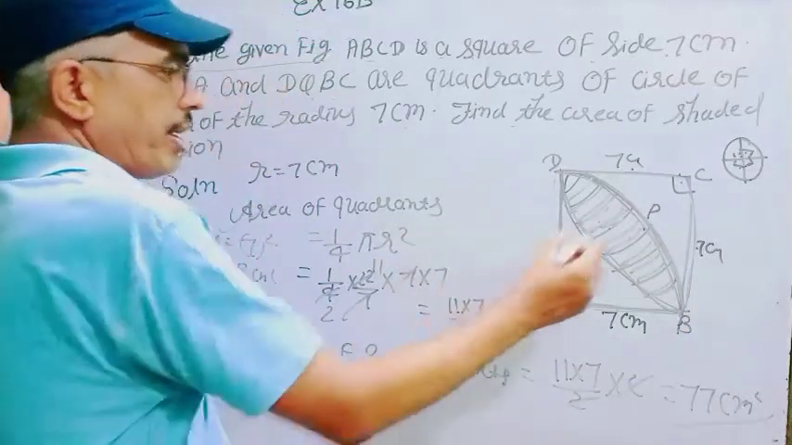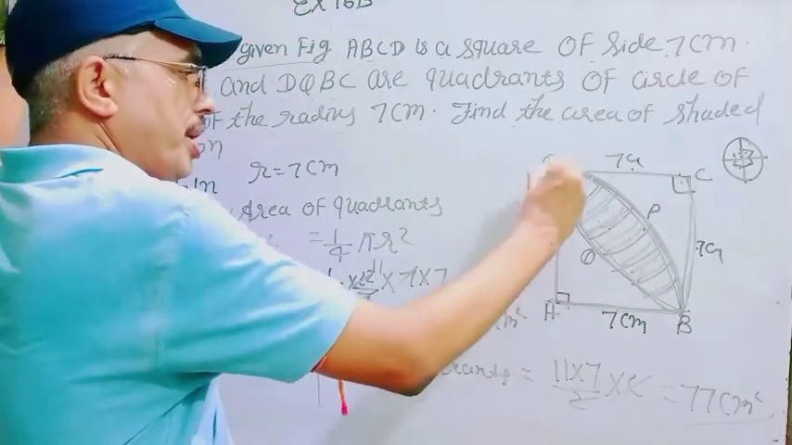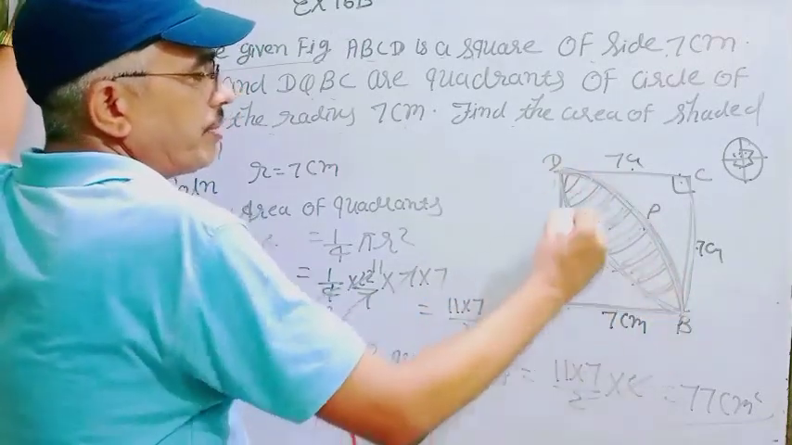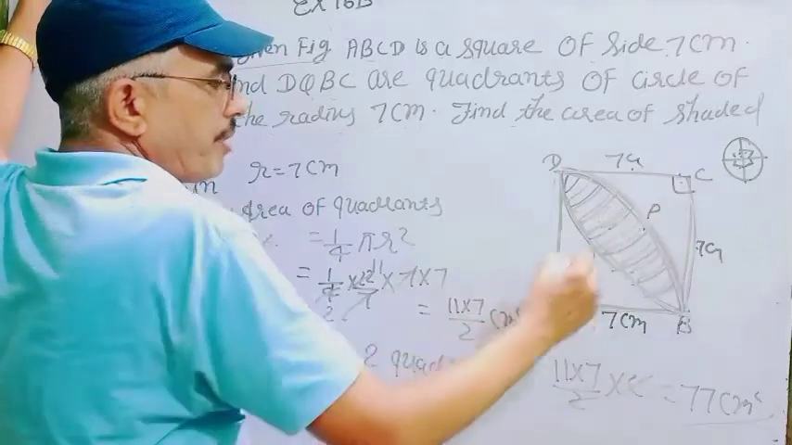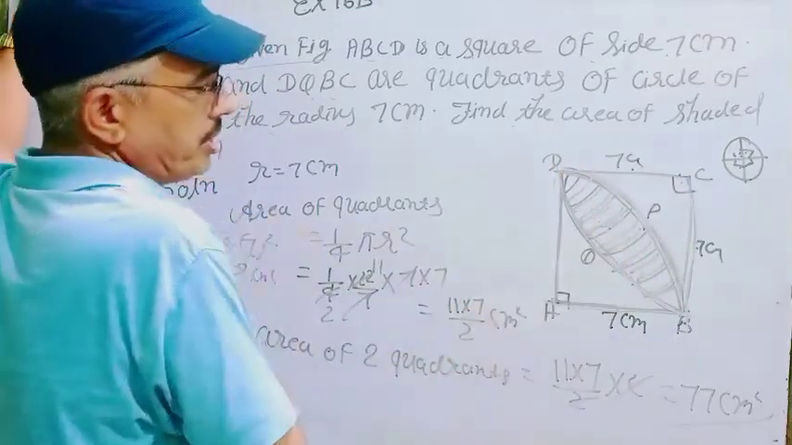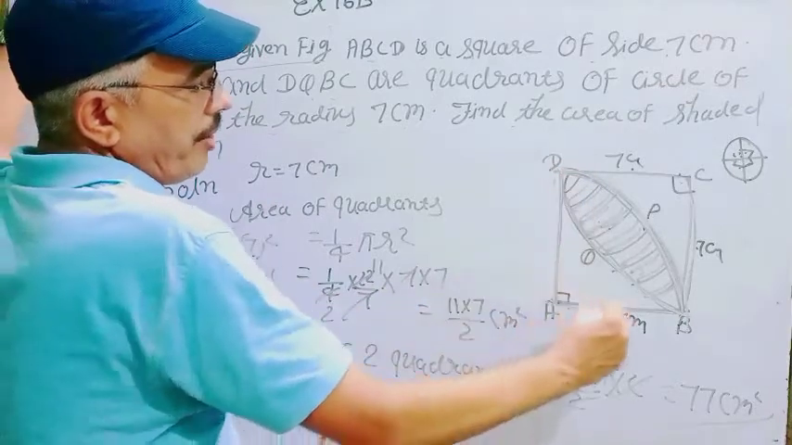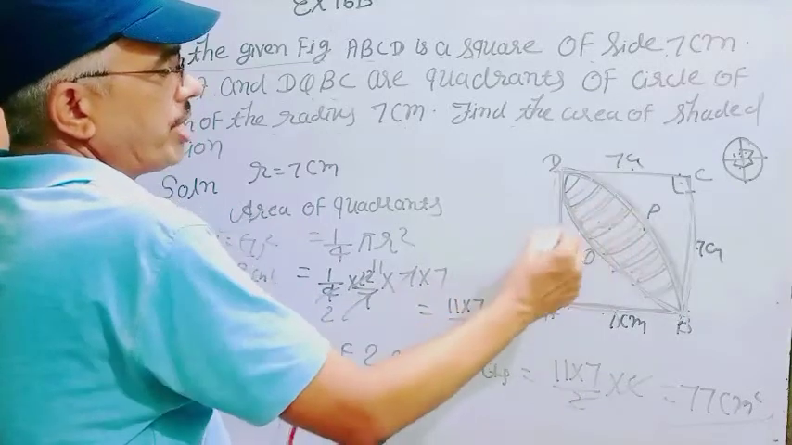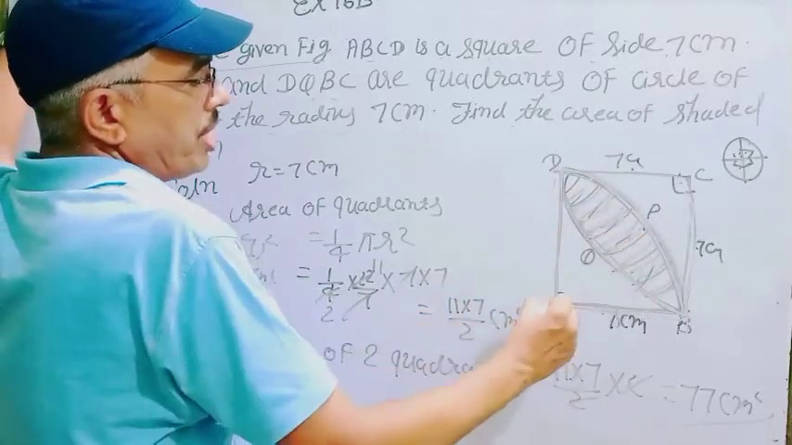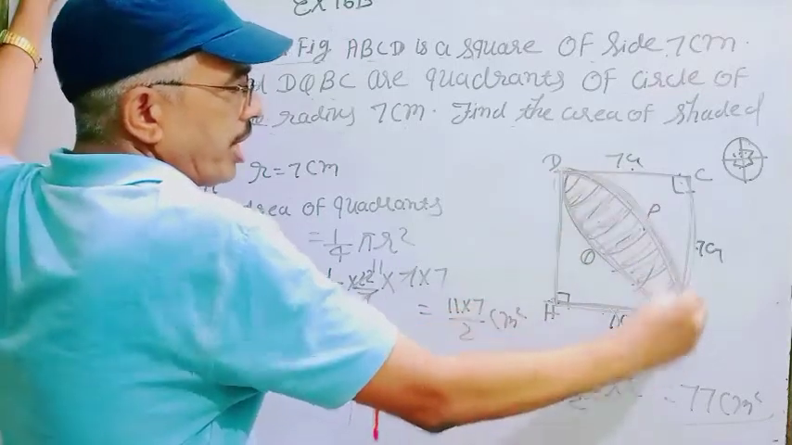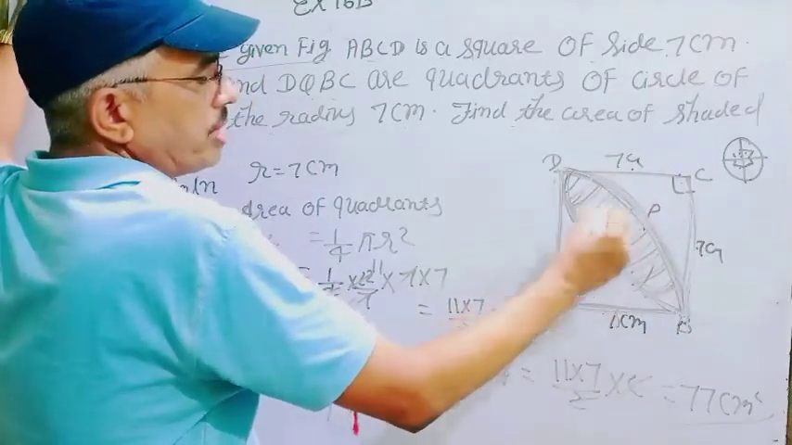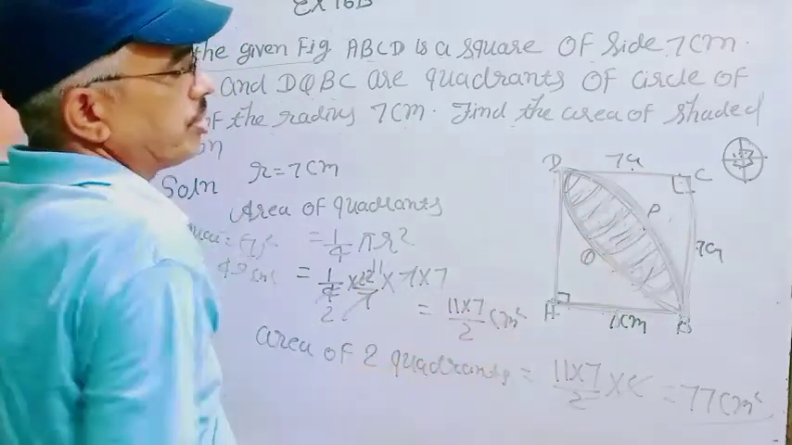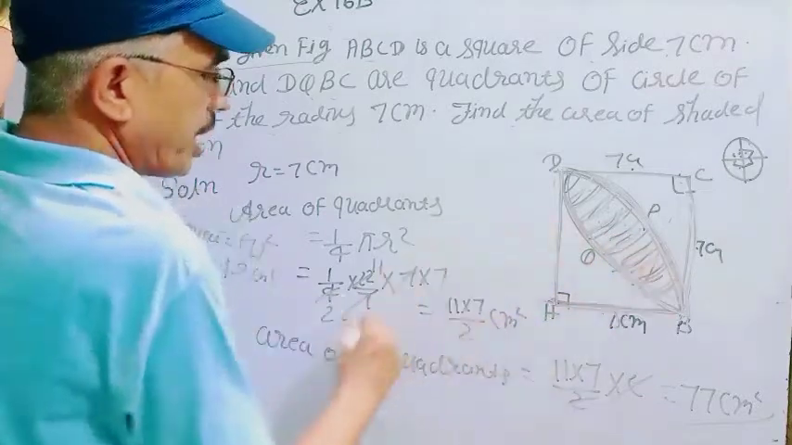So how do you find the area of this shaded region? First you find the area of this quadrant, and multiply by 2, then you get the area of both quadrants. After that you find the area of a square, that is 7 into 7, that is 49, and subtract it from two quadrants, because this part is counted 2 times: here is 1 time and here is 1 time, so this part is repeated. So you subtract the area of the square from the area of 2 times the quadrant, then you get the area of this shaded region.